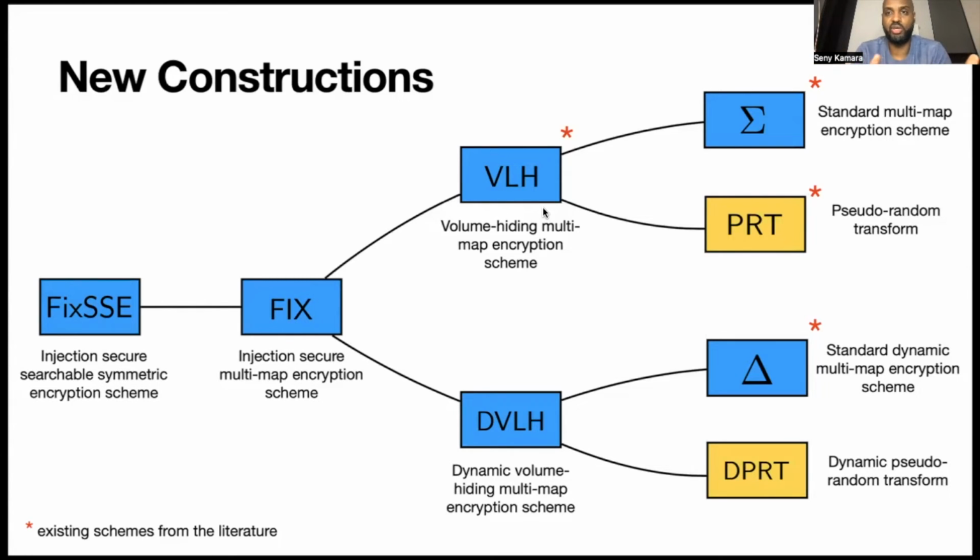The static scheme VLH itself makes use of a standard multimap encryption scheme and of a building block called the pseudo-random transform, which we introduced in an earlier paper. And the dynamic volume hiding multimap encryption scheme makes use of a standard dynamic multimap encryption scheme and of a dynamic version of the pseudo-random transform, which we introduced in this paper.